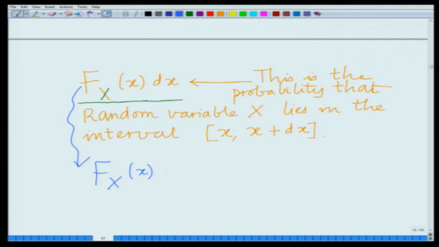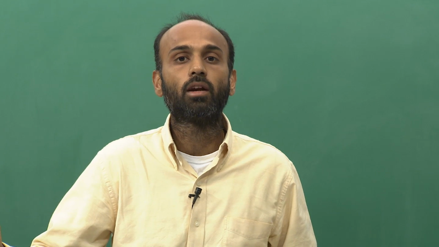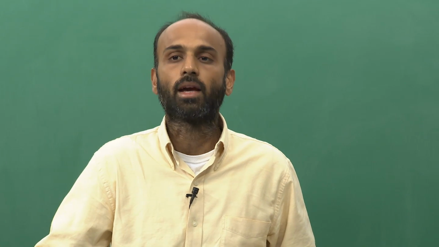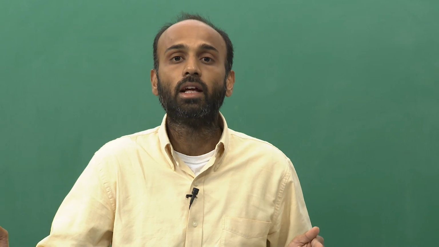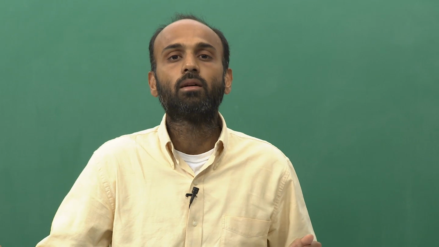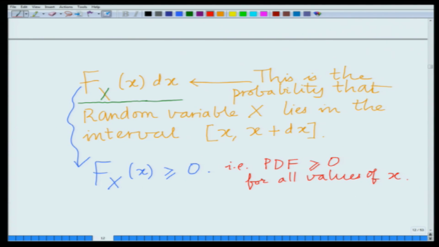And naturally, since f of x represents a probability density, it must be the case that f of x is greater than or equal to 0, since probability cannot be negative. The probability density function is greater than or equal to 0 for all values of x. It cannot happen that the probability density function is negative for a certain value of x. So, the probability density function, when multiplied by dx, gives the probability that the random variable x lies in the infinitesimal interval between x and x plus dx.